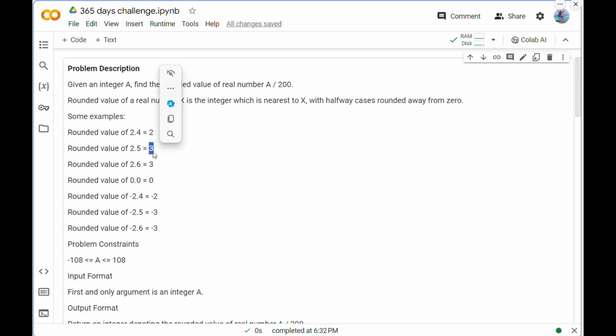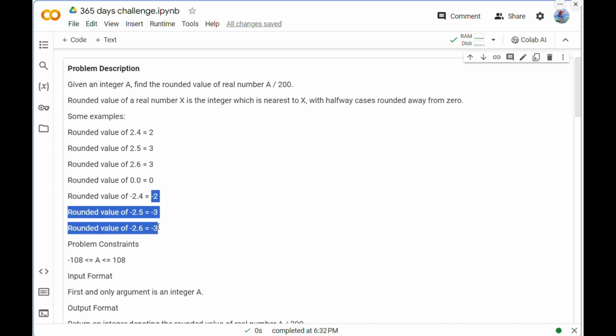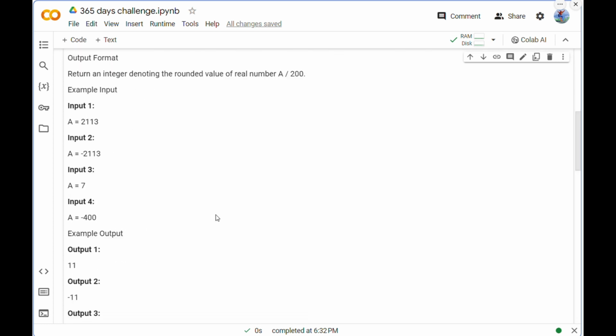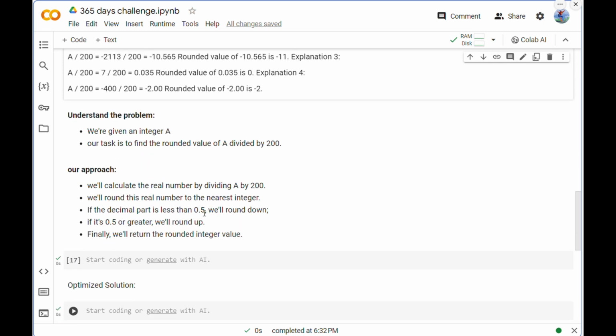Similarly for 2.6, is 0.6 greater than or equal to 0.5? Yes. So in this scenario we will round it to its next integer, that is 3. For 0 it will be 0, and the same will happen for negative numbers. The only difference is that the negative sign is included here. Although the output is the same, 2, 3, 3, here you will get minus 2, minus 3, minus 3. I hope you understood this problem. Now let's see how we are going to approach it.